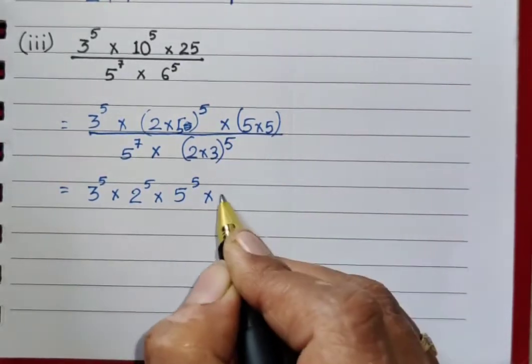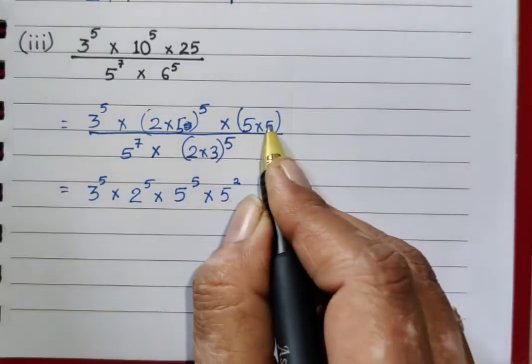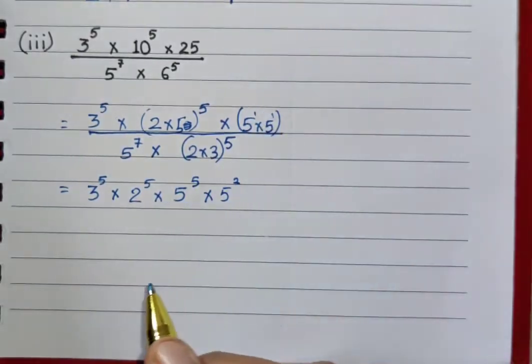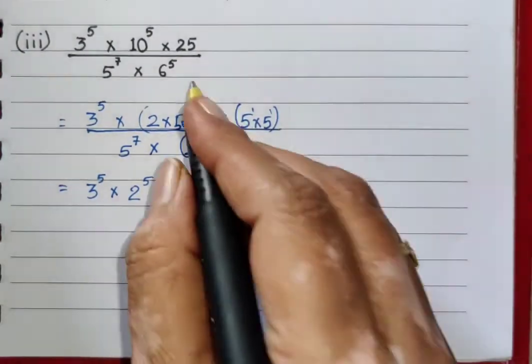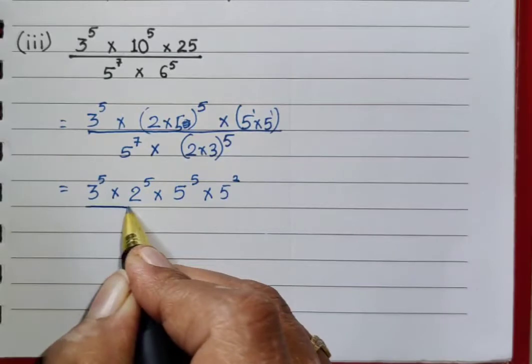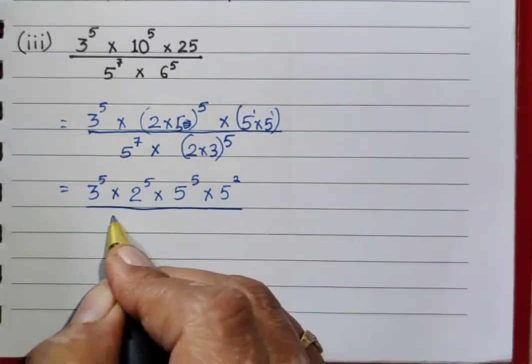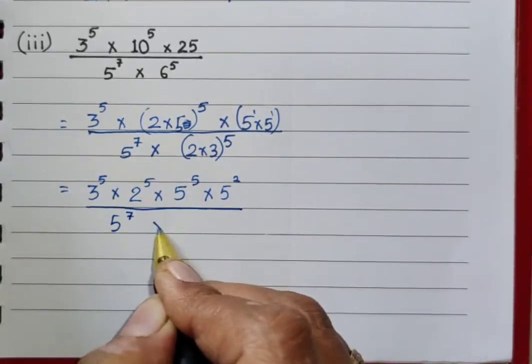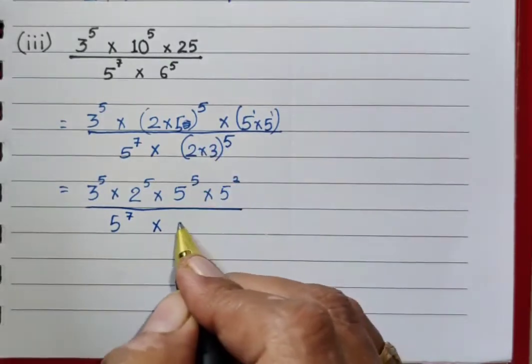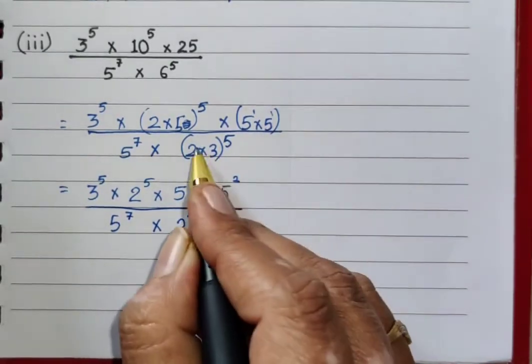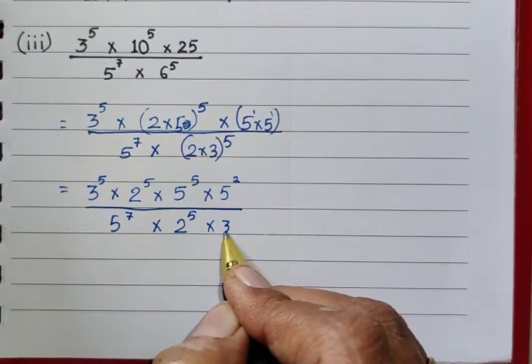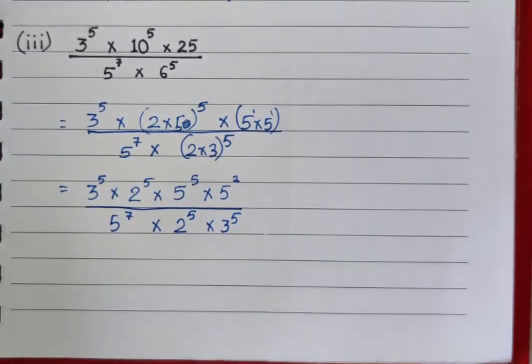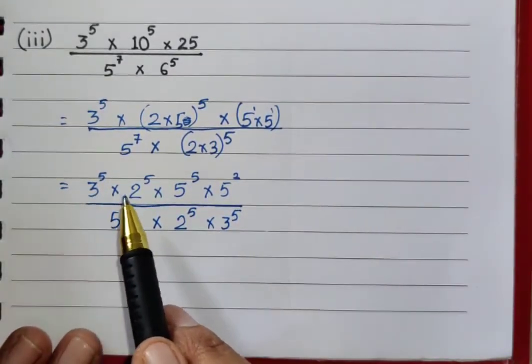Now this is 5 square, right? Because it is 1 and 1. So 1 and 1 is nothing but 2. It's 5 square is 25, right? Upon 5 to the power 7. And here again we can distribute 2 power 5 with 3 power 5 again. Okay. Now see, all bases 2, 3 have come.